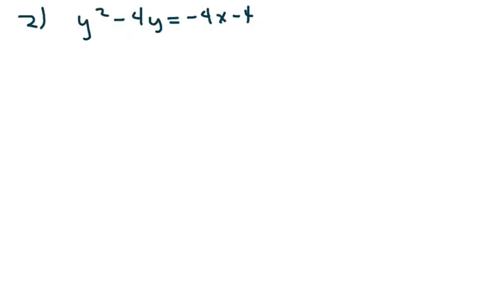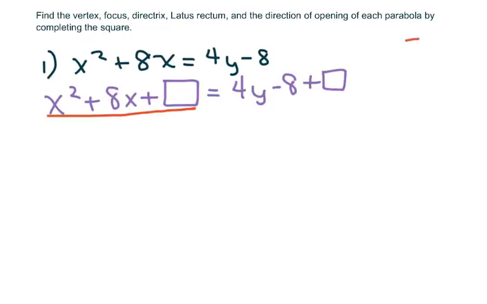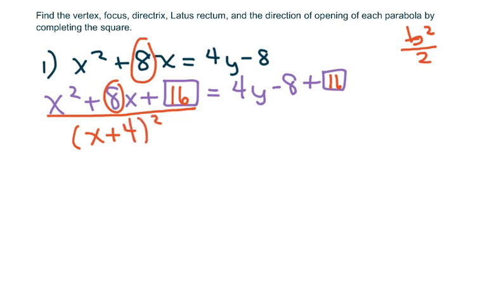And you take b, divide by 2, and square it. This is your b part. So I'm taking half of 8, which is 4, and squaring it, which is 16. And you put it on both sides. Okay, so now I can write this as x plus, and you take half of 8, that's 4, squared.